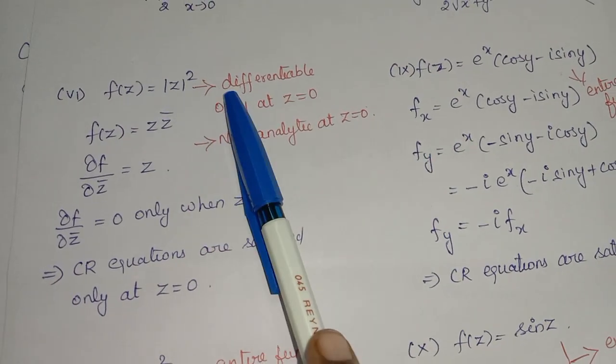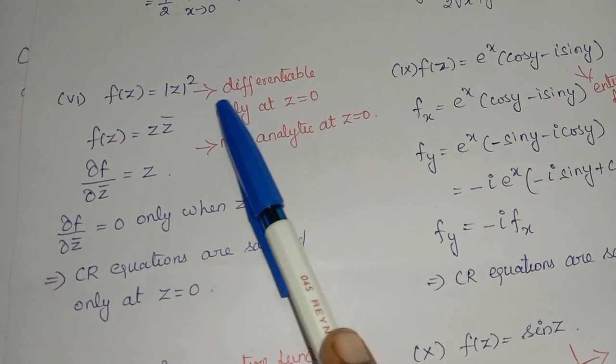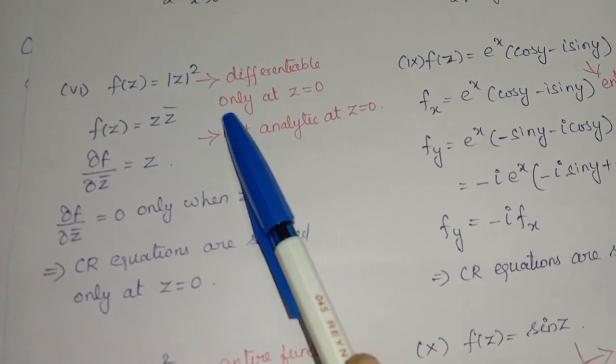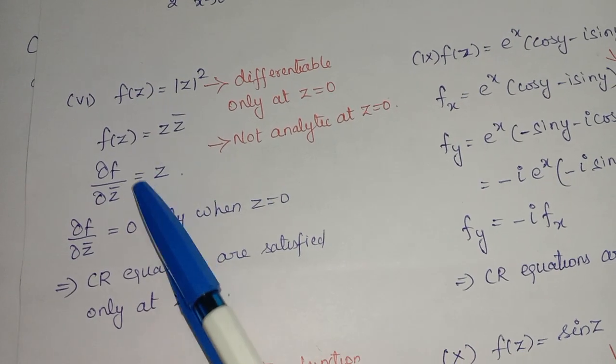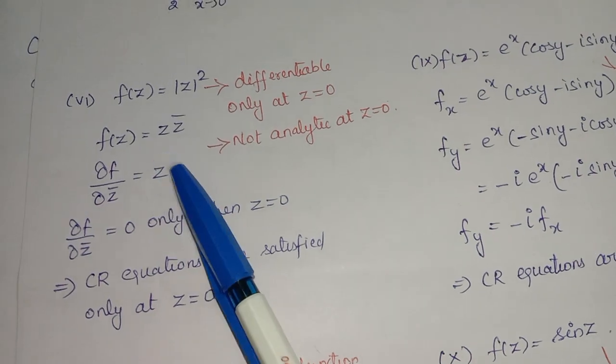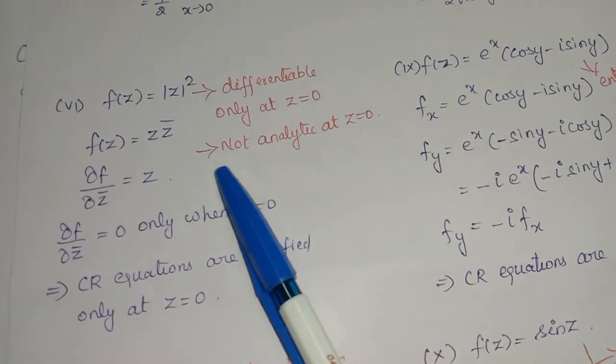So what can you say? Differentiable at z equal to 0. But you have to insist that it is differentiable only at z equal to 0. Why am I insisting on the words only z equal to 0? Because only at the point z equal to 0 will this become 0. At that time only the CR equations are satisfied. Okay, so what about the analyticity?